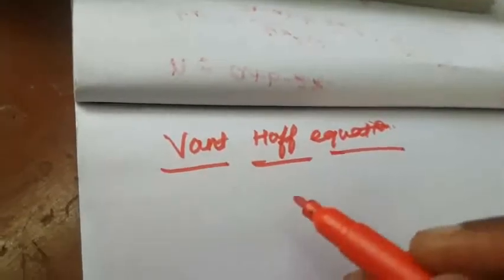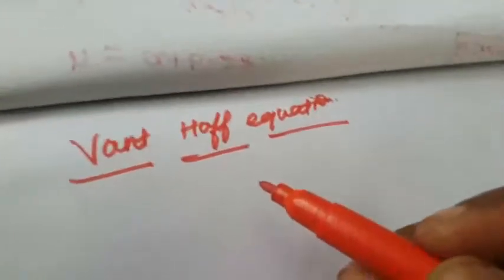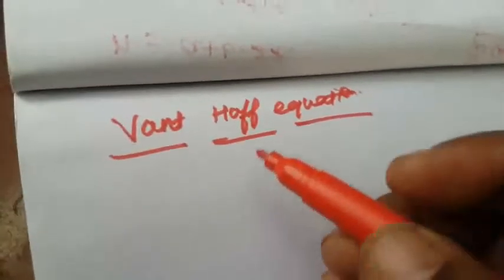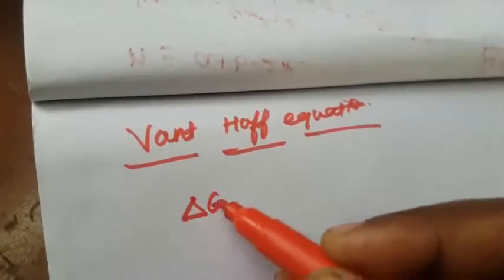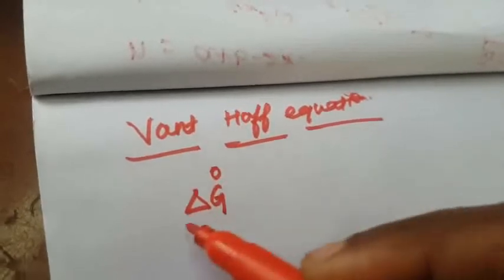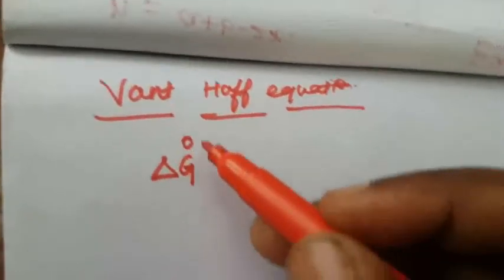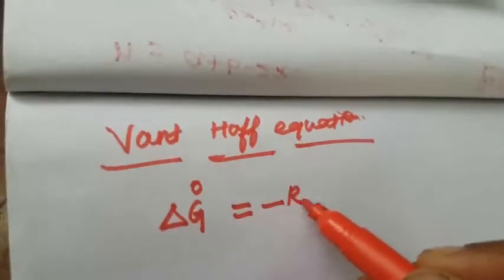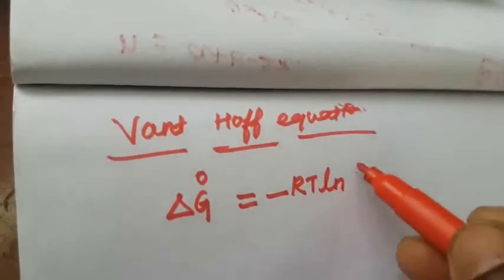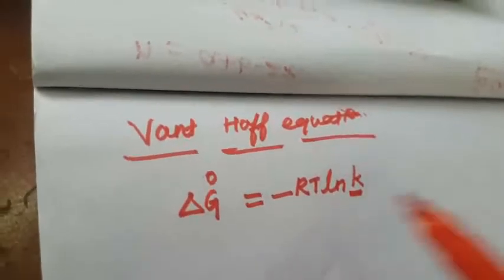What is the relation between the standard free energy and the equilibrium constant? So delta G 0 is the standard free energy. It will represent minus RT ln K. What is K? That is the equilibrium constant.